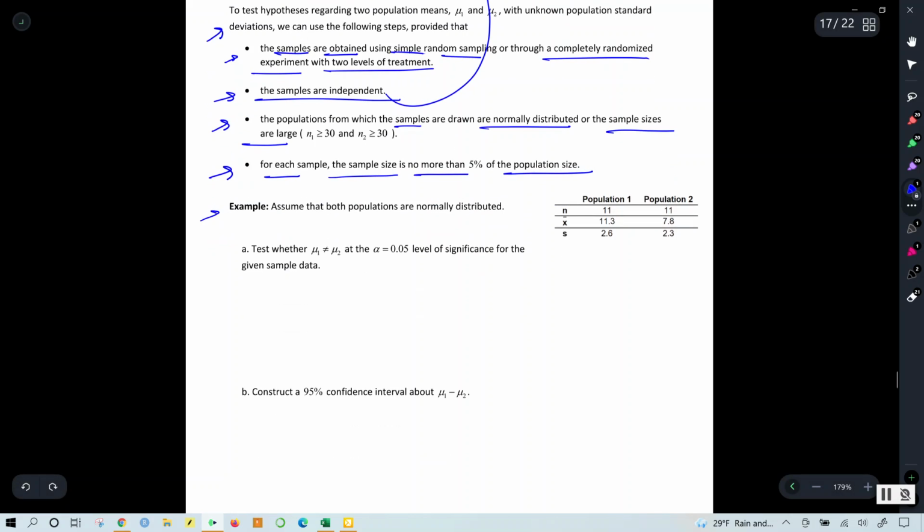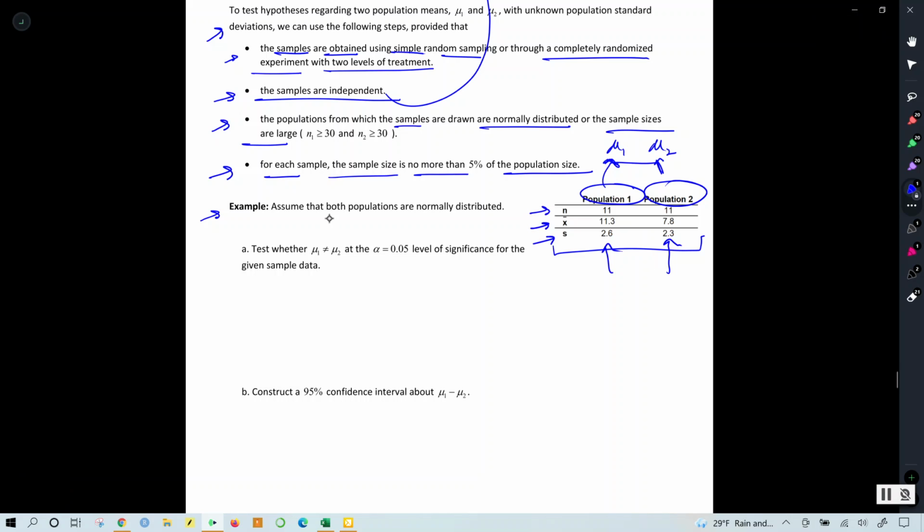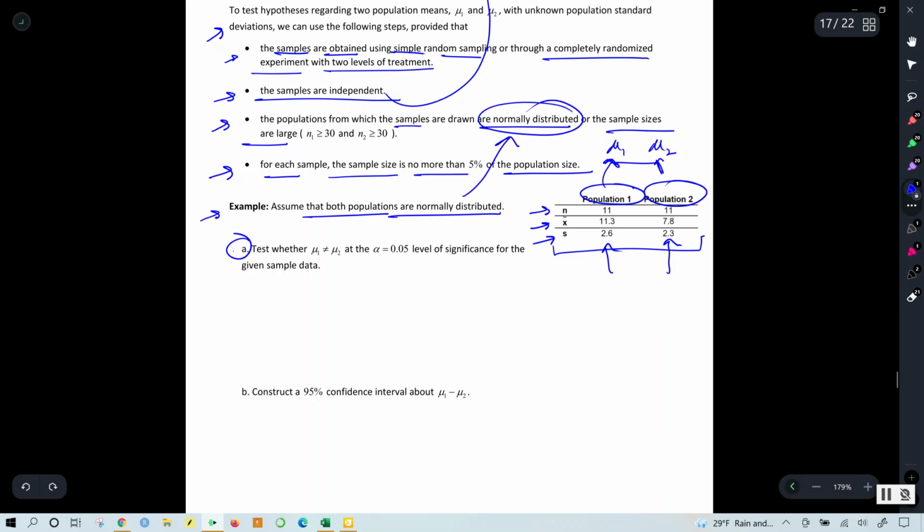So to take a simple example to begin with, we have population 1, population 2. We would like to compare the population averages of these two populations. And we have collected sample information here. You have the sample size, the sample mean, the sample standard deviation for each of the samples. And we have to assume that both populations are normally distributed, which means they meet that condition there.